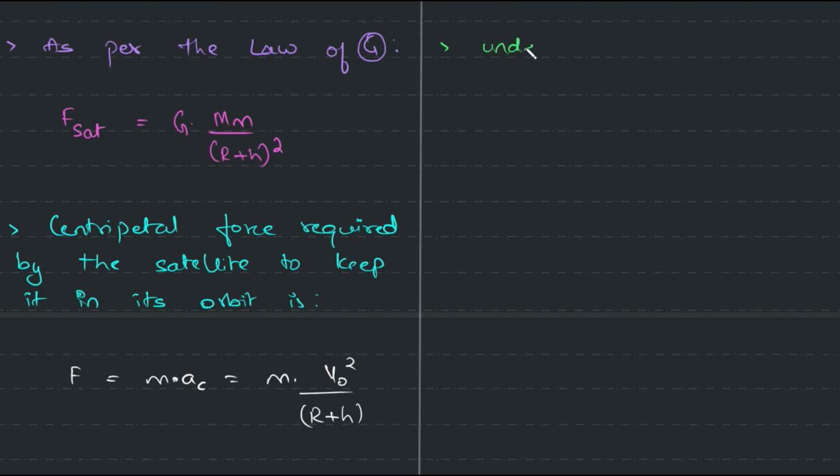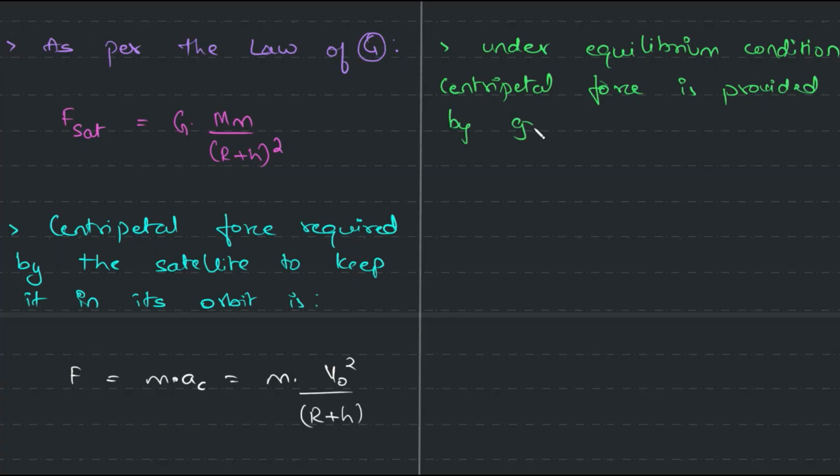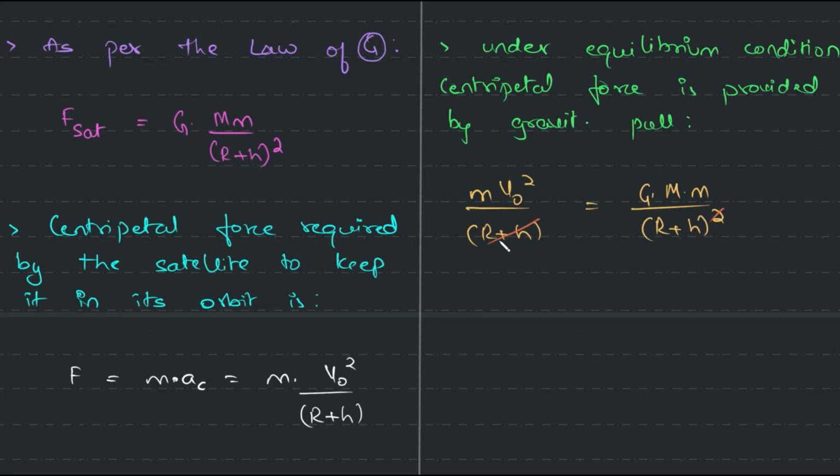So under the equilibrium condition, these two values will be equal. Centripetal force is provided by gravitational pull. Right, guys? So m v naught square divided by R plus h equals G M m by R plus h the whole square. That's how we'll get an expression for v naught. So this and this will get cancelled, this and this will get cancelled. So v naught square is GM by R plus h, under root.